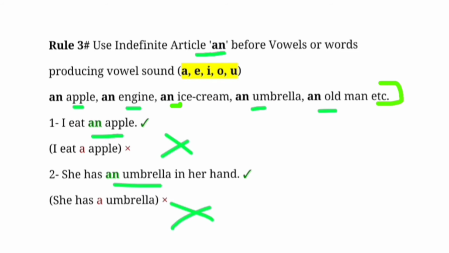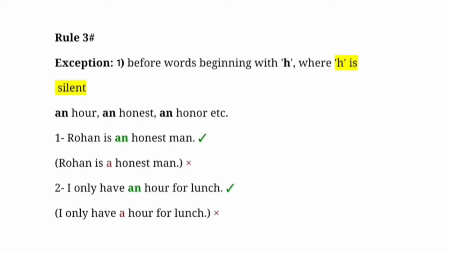There are exceptions to this rule. First is place article an before words beginning with h, where h is silent. Like we don't say hour, we say our. In the same way, honest, not hon-est, and honor, not hon-or. So we say an hour, an honest, an honor, etc. As in the sentence, Rohan is an honest man. See, it produces a vowel sound, honest. We don't say a honest. It is wrong.